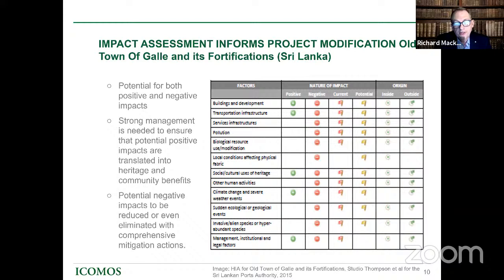And the heritage impact assessment ultimately concluded that there would need to be some changes to the project in order to avoid negative impacts and to ensure that positive impacts were actually translated into heritage and community benefits. So this is a very good example of excellent use of the HIA methodology to drill down at the attribute level and to work as a tool which improves the project to provide an appropriate and indeed a much improved heritage outcome.